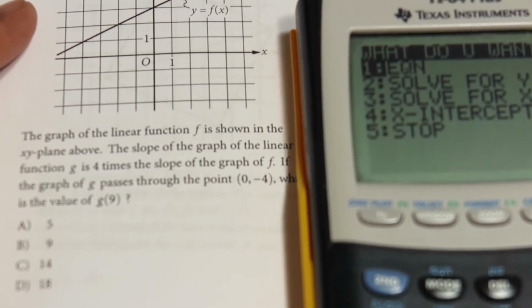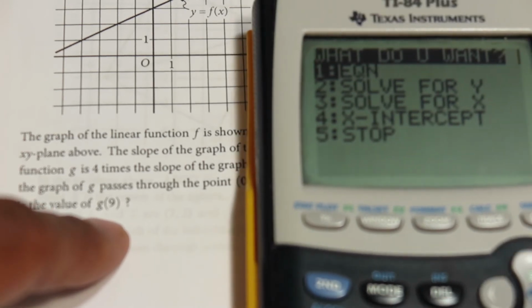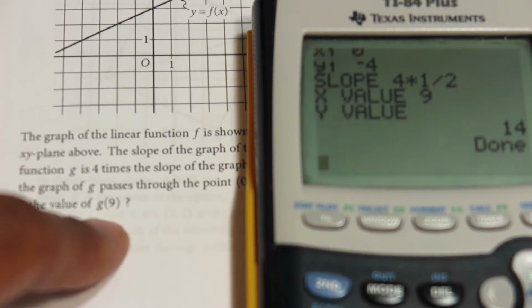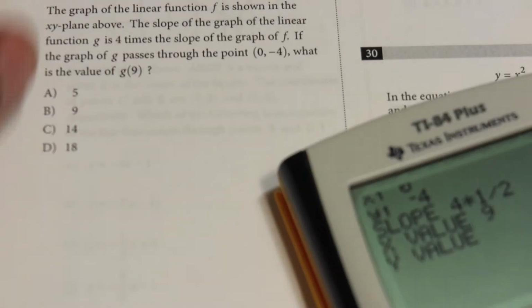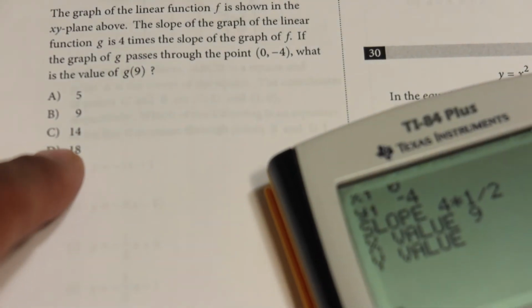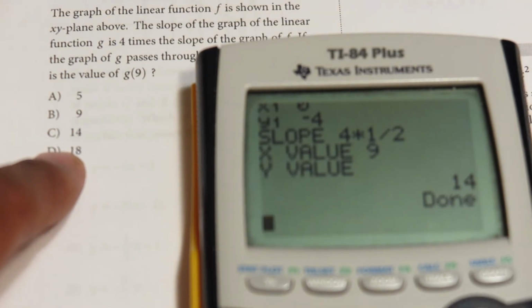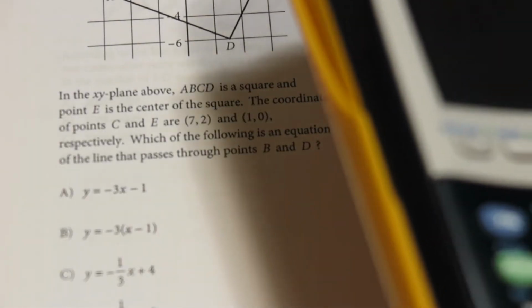And what we're looking for is the y value when x is 9. So we're going to choose option 2, and the x value is 9. And so the y value is going to be 14. So the answer for this one would be C, 14. Okay? So that's when you know a point and the slope. You know the slope and you know a point on the line. Then you can come up with the equation or figure out whatever else you need to figure out.